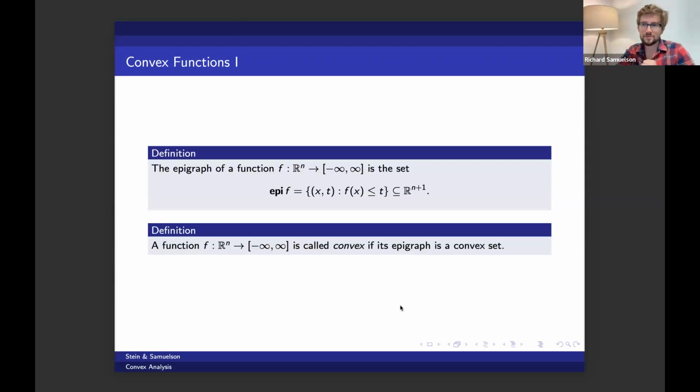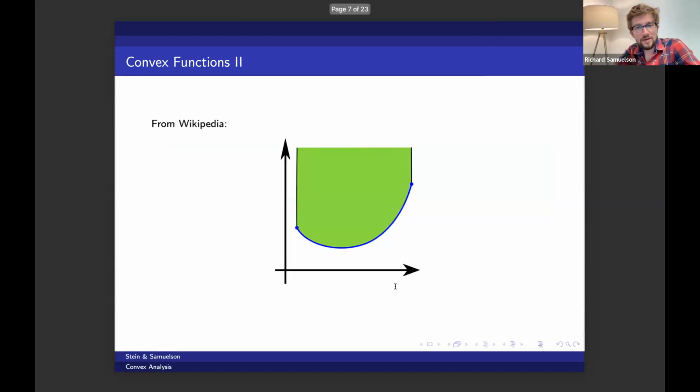And because this relationship is one-to-one, we can think about convex functions in terms of their epigraphs. This is an image of the epigraph of a convex function. The graph of the function is the blue thing, and the epigraph is the green thing.